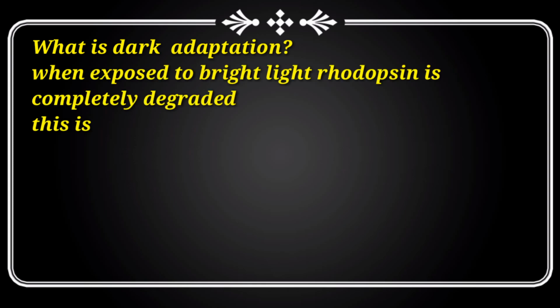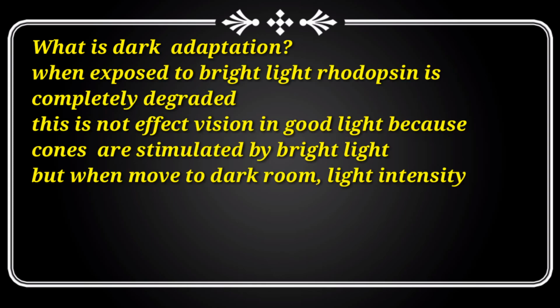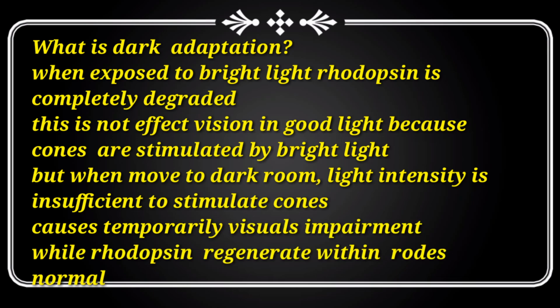What do we mean by dark adaptation? When we are exposed to a bright light, the rhodopsin is completely degraded, and this does not affect the vision in good light because the cones are stimulated by the bright light. But when we move to a dark room, light intensity is insufficient to stimulate cones, and that causes temporary visual impairment while rhodopsin regenerates within rods and normal vision returns.